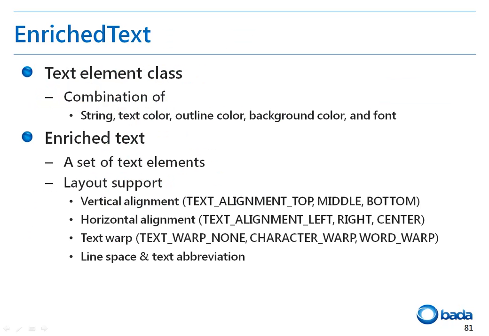As we saw earlier, while the text function displays simple text on the screen, enriched text supports a layout. Enriched text enables the display of text with a layout by specifying properties such as vertical alignment, horizontal alignment, text wrapping, line spacing, and text abbreviation items. In the enriched text function, you can use a combination of text element objects to change the text, such as foreground color, background color, and font.